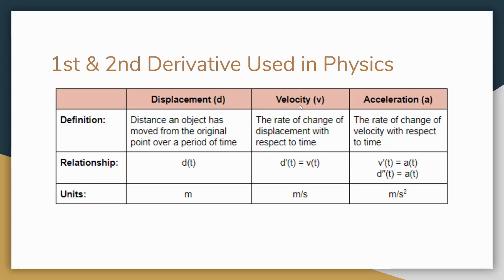As you can see, there are three terms, otherwise known as vectors in physics. We'll be going through their definitions, understanding the relationships that they have, as well as knowing what their units are. So let's start with displacement.